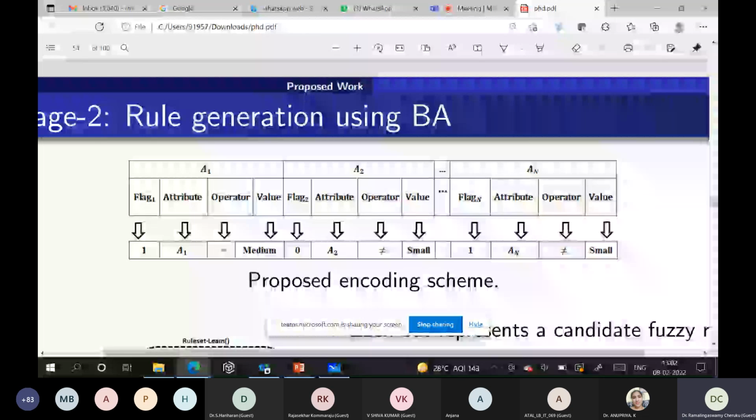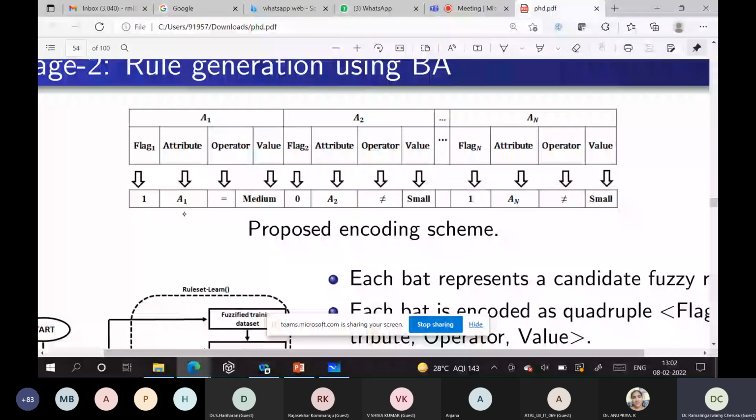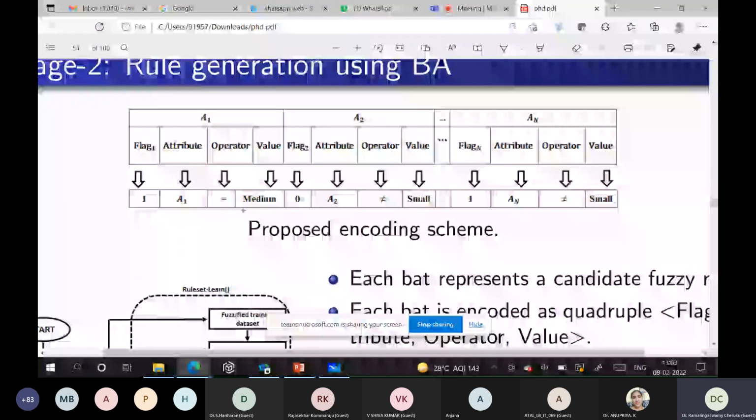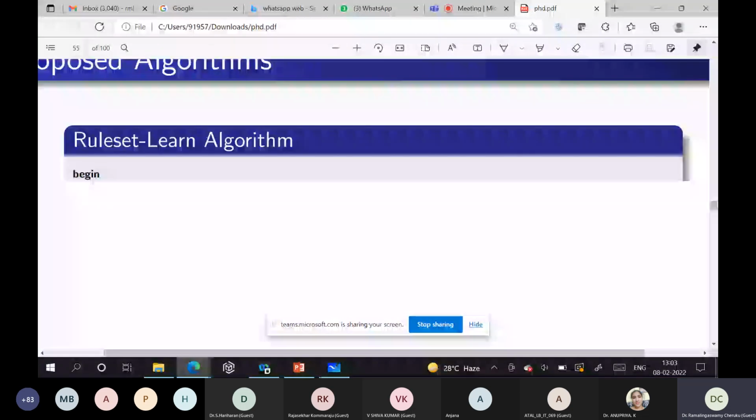Suppose you see, I have taken A1 is equal to medium. What does it mean? A1 is the attribute, and the linguistic term assigned to this particular feature is medium. Instead of less than or equal to and greater than or equal to, which are inappropriate when you are using linguistic terms, we have used different operators called equal and not equal. So A1 is equal to medium means something like BP is equal to medium; you can interpret it like this. That is the way we have encoded this particular problem using this quadruple.